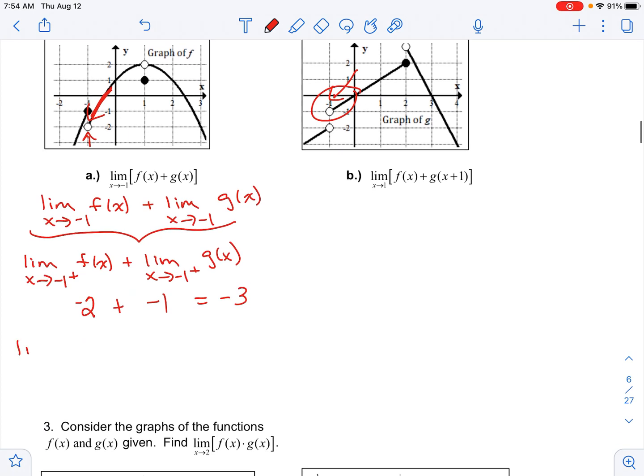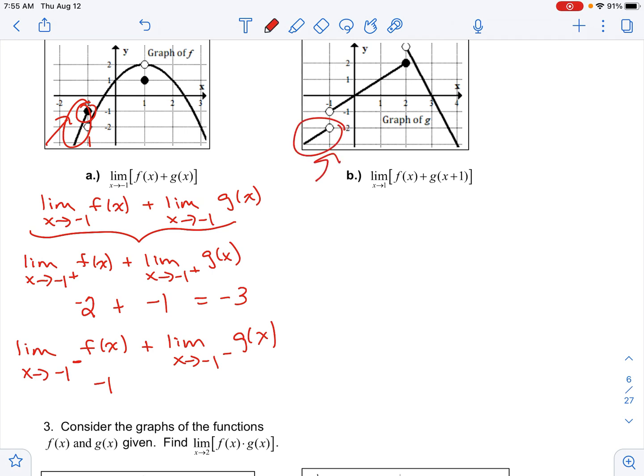Now we're going to do the same idea as we approach -1 from the left side. If I approach -1 from the left side for f of x, notice we're approaching the y value of -1. So this value is -1. And then let's look at the g of x graph, and we're going to approach -1 from the left side as well. And notice here we're approaching -2. So this limit is -3. So remember, the general definition of limits says if the left and the right-hand limits are the same, then the general limit exists. So this general limit is -3.